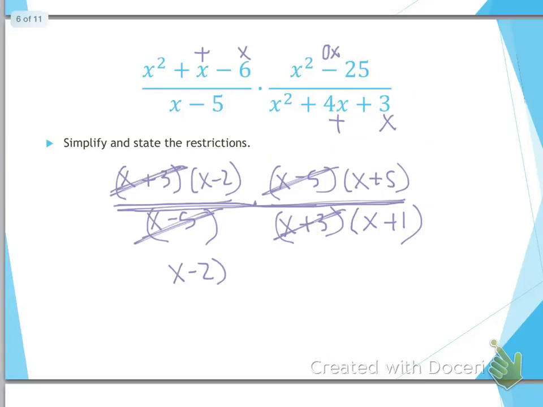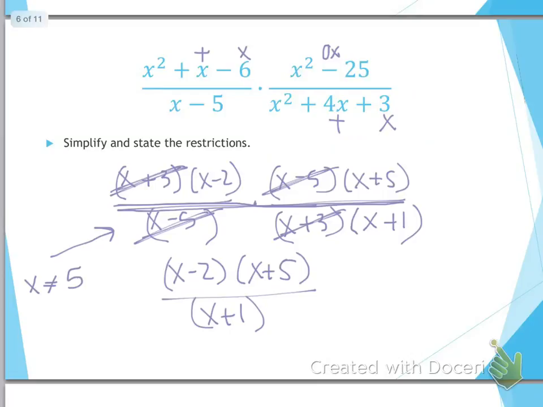So I have an x minus 2 and an x plus 5 left on top, and then an x plus 1 left on bottom. Okay, restrictions, we go back to our completely factored, and we count all of the things that we don't want x to equal. So x we don't want to equal a positive 5, because if I put a positive 5 in there, it gets me 0. I also don't want x to equal right here a negative 3, because it gets me 0. And I also don't want x to equal a negative 1.